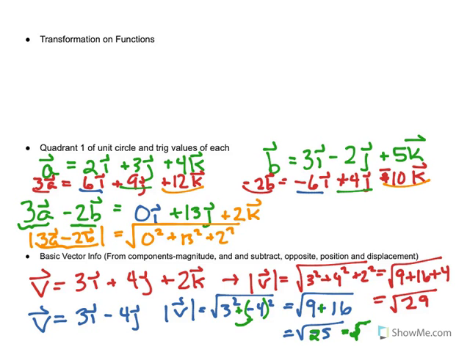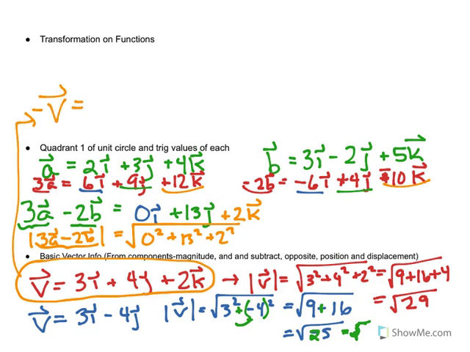Remember, an opposite vector is a vector in the opposite direction. Same components, different signs. So if that's vector v, negative v is going to be negative 3i minus 4j minus 2k.